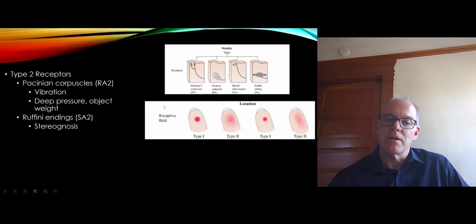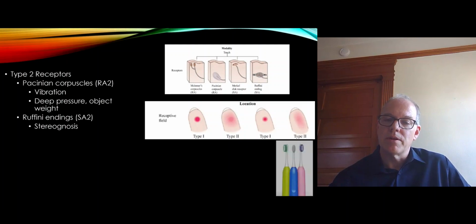Just in general, I'll make a point here between type 1 and type 2. The type 1 receptors have a very narrow, focused receptor field, so they're able to very precisely identify something. Again, think of the ability to detect Braille dots. Whereas the type 2 receptors, which are deeper, require more pressure to activate them. But they're also more diffuse, not as precise and localized in terms of their receptor field.